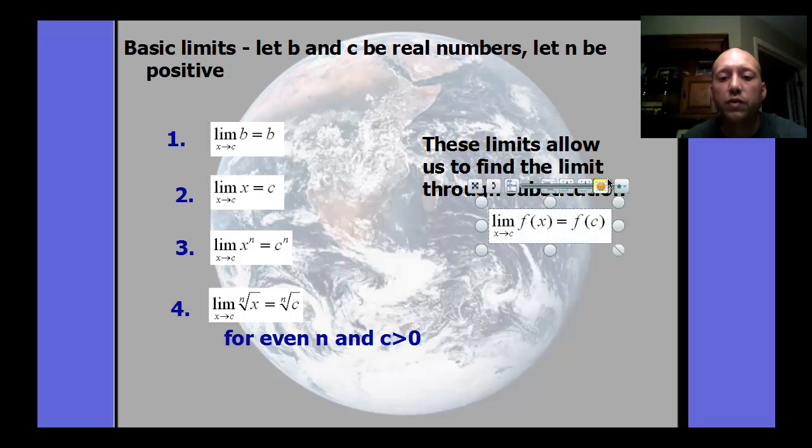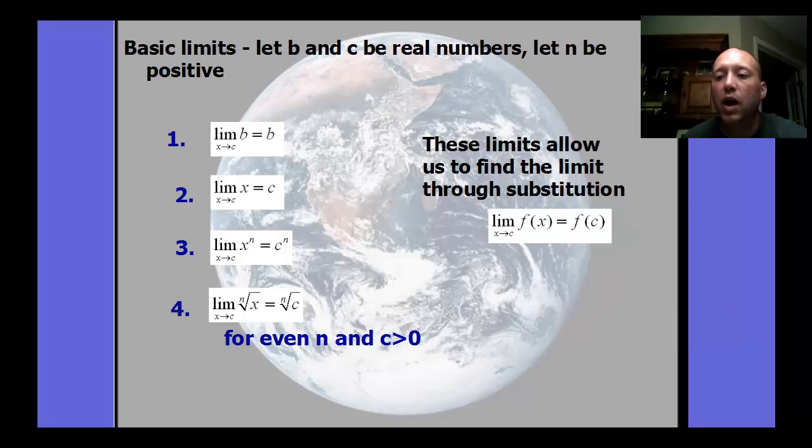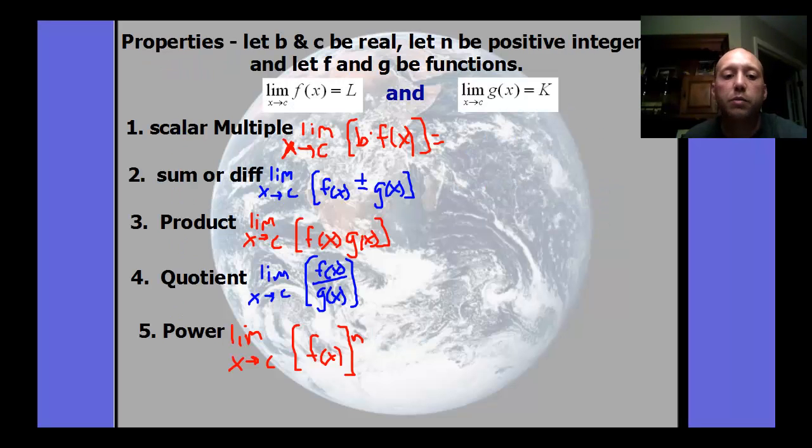And so all we're doing for these is just taking our function f of x and plugging in c, whatever x is approaching, we just plug c in for x and evaluate, and you'll find the limit. If that value exists, then that is the limit. And so these properties go through that same concept, that we can find the limit quickly using substitution, and we can use these properties to help us find it as well.